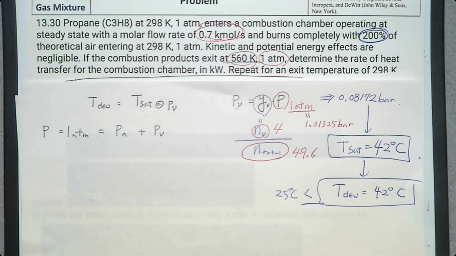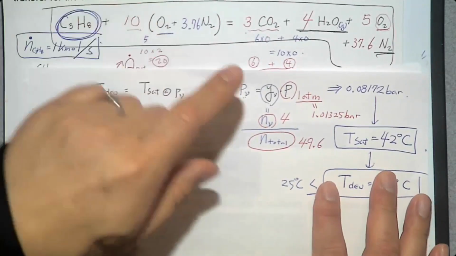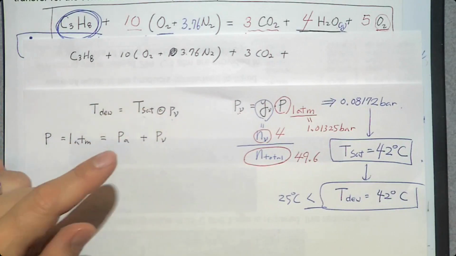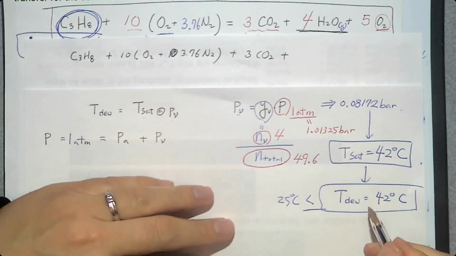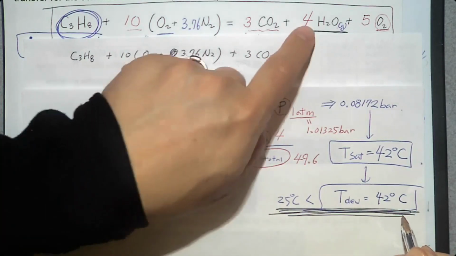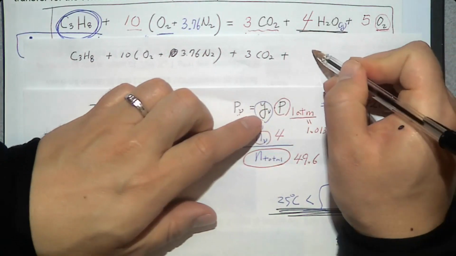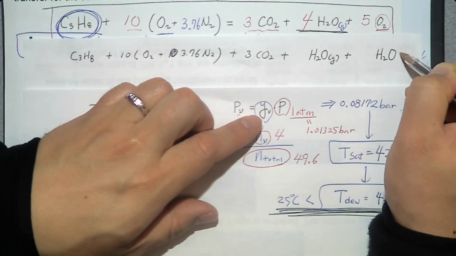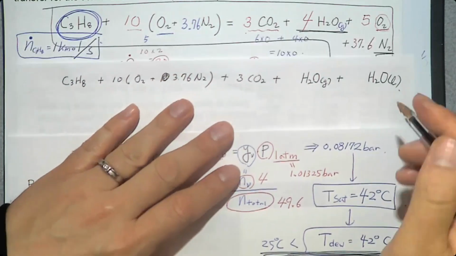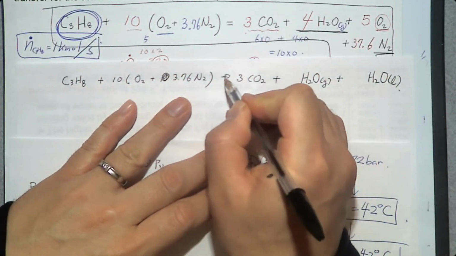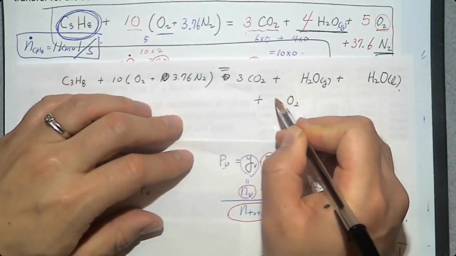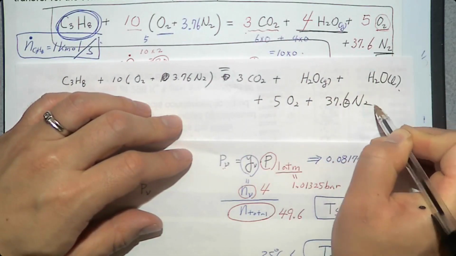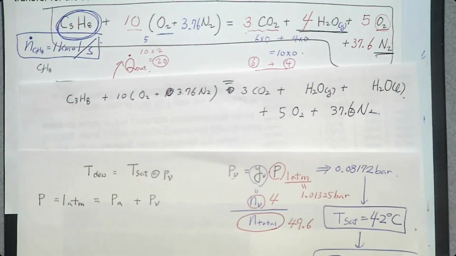So this is a little tricky part. To determine the amount of condensation, we need to write down the balanced reaction equation. According to this, yes, there is a condensation. So not just water vapor, now we have water vapor and liquid water, plus oxygen 5 plus nitrogen 37.6 nitrogen.